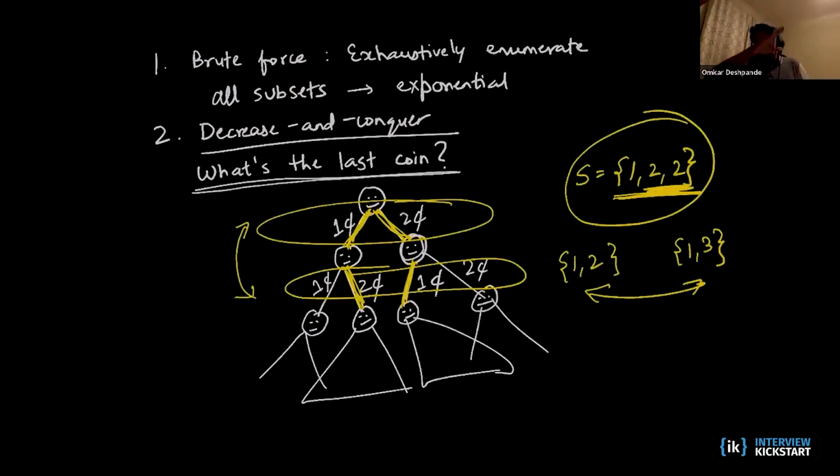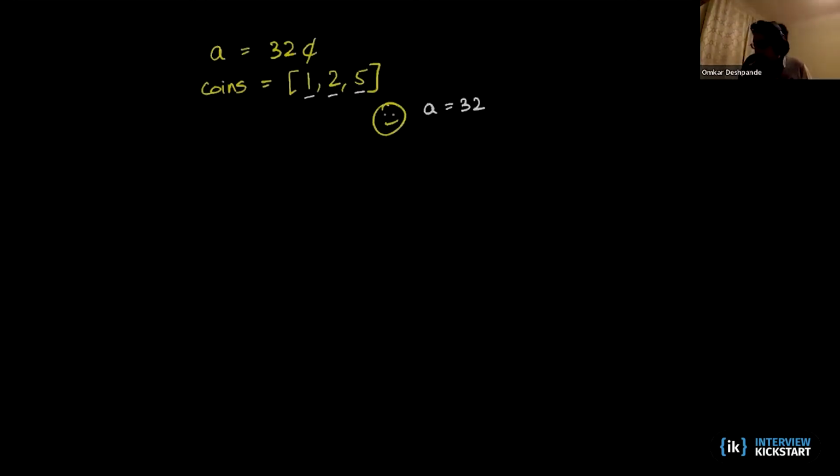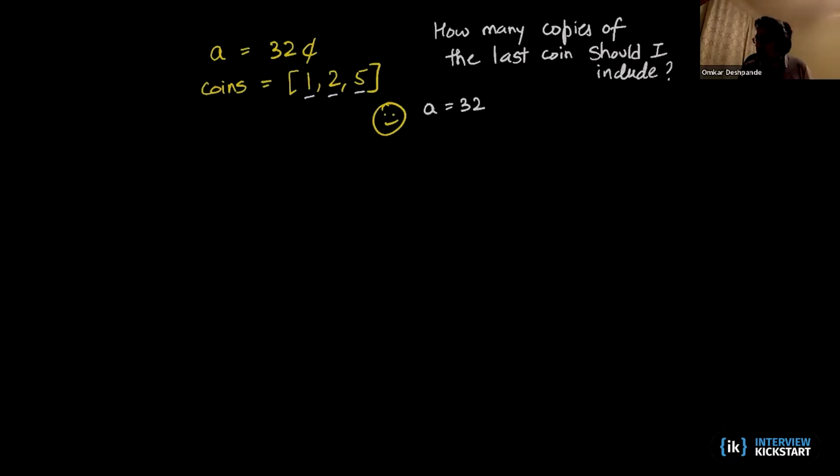Instead of looking at multiple different denominations, I'm going to focus on only one denomination and focus on how many copies of that denomination to include. So you can say, how many copies of the last coin should I include in the subset that I'm building?